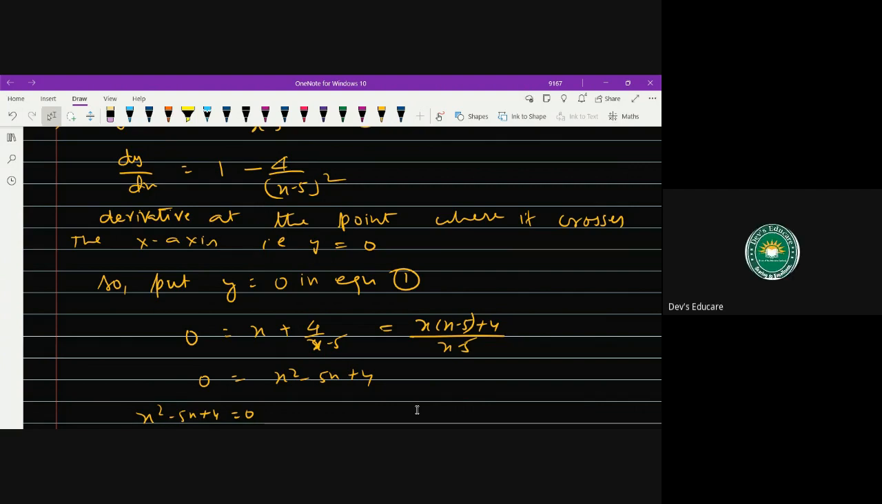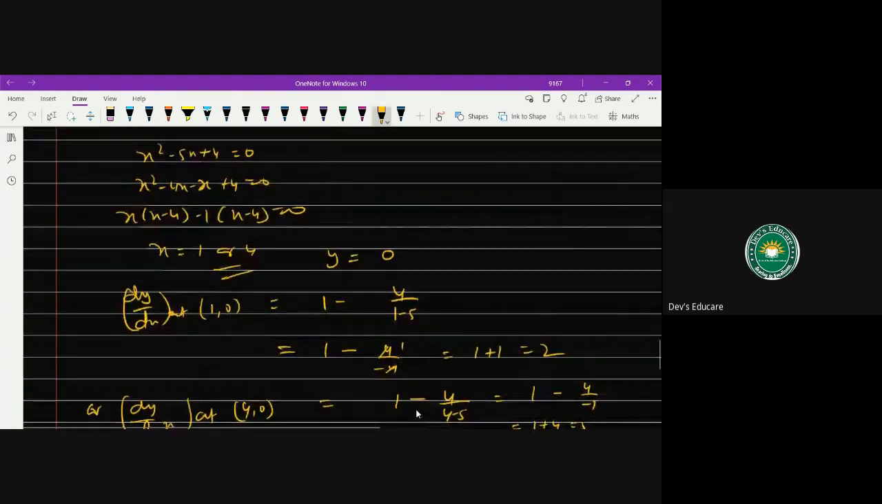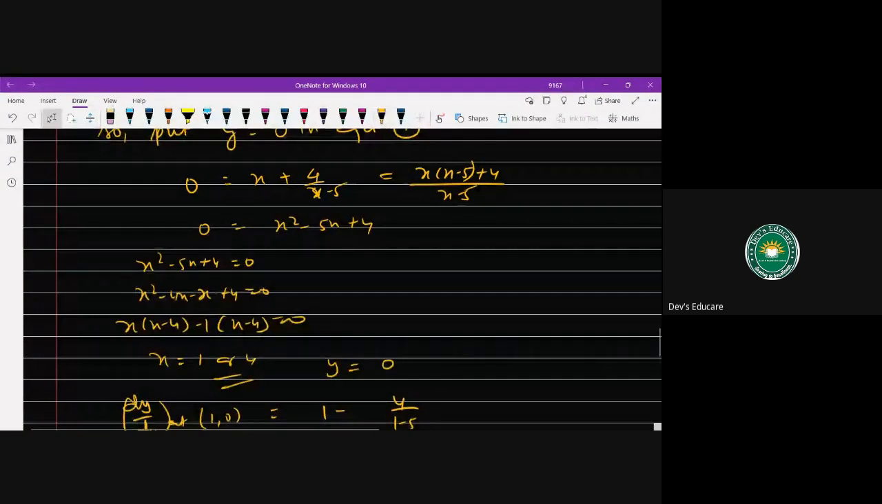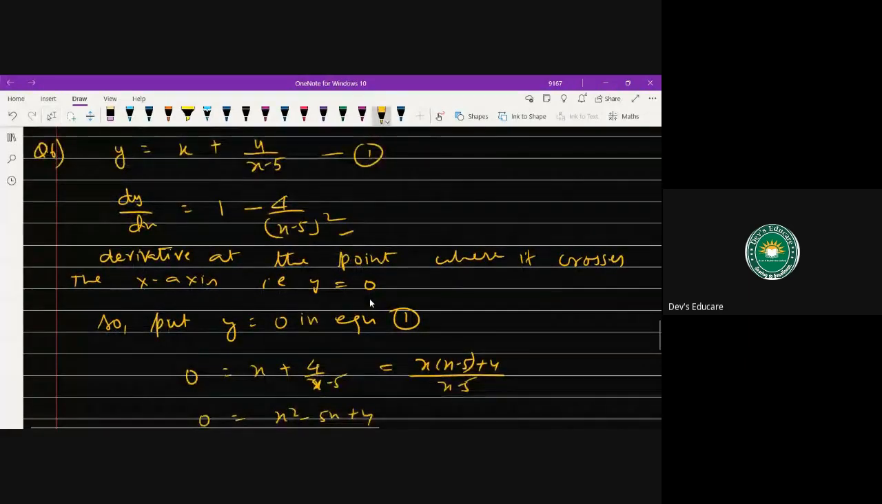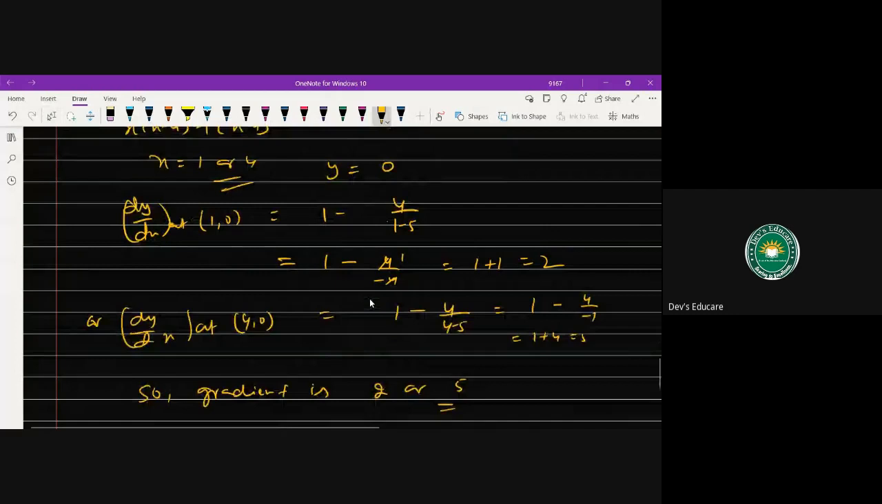Which question did you check? Okay, here we forgot to take... actually we have taken it wrongly. Yes, it was x minus 5 whole square, right? In the derivative, it was x minus 5 whole square. Okay, so you need to check it. There is a calculation error.